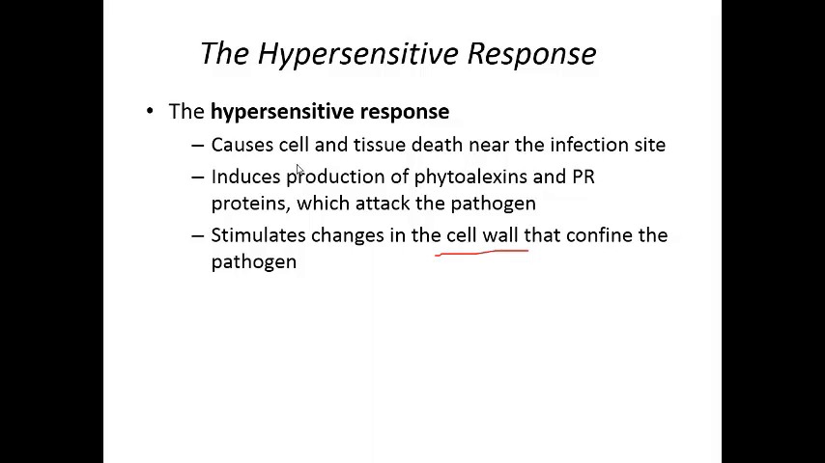So you can see here that this hypersensitive response is localized. It's going to keep an infection where it is, and it's going to kill that pathogen. By causing cell and tissue death, you prevent the pathogen from spreading. By stimulating changes in the cell wall, you confine the pathogen. By releasing phytoalexins and PR proteins, the plant is able to kill the pathogen.